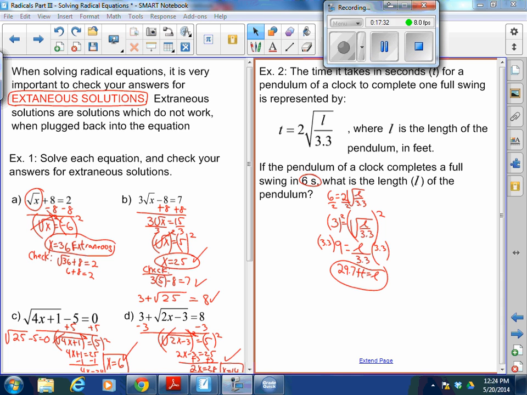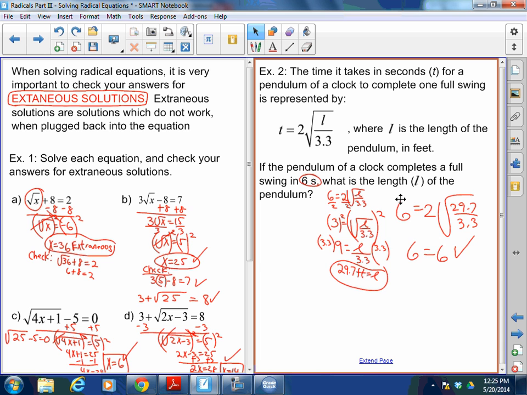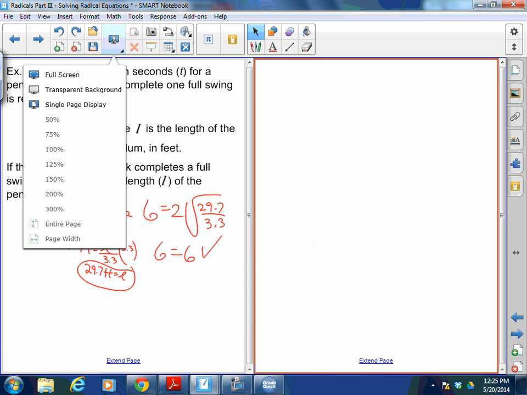And no, yes, it's not extraneous. It does work. I'm not gonna do it right now. Well, I could. Yes, I can. Okay, 6 equals 2 times the square root of 29.7 over 3.3. Isn't 29.7 divided by 3.3 9? What's the square root of 9? What's 3 times 2? Does 6 equal 6? Bingo. We're golden. Does that make sense, y'all? Okay. Last but not least.